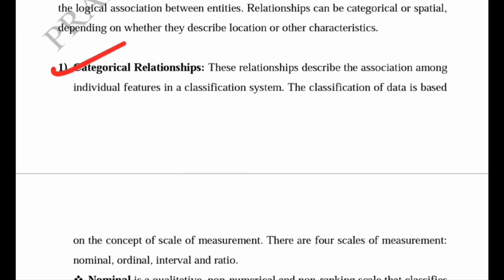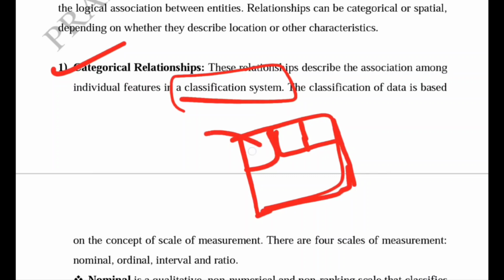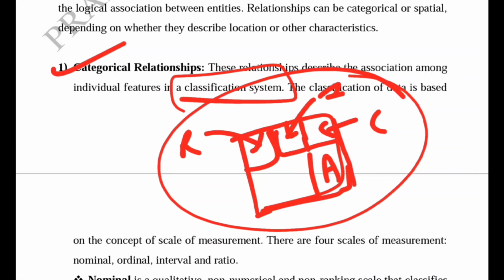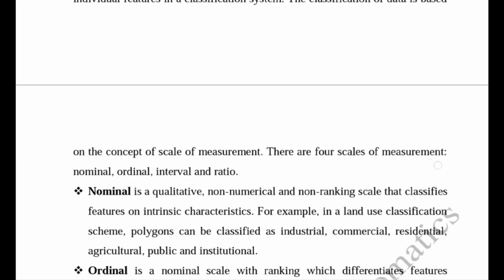These relationships describe the association among individual features in a classification system. Classification means, if we take the example of land use classification, there may be many things: this land piece can be divided into residential, industrial, commercial, agricultural and many other things. These are the classification basis and we do not have any location information in this. So this is the categorical relationship.